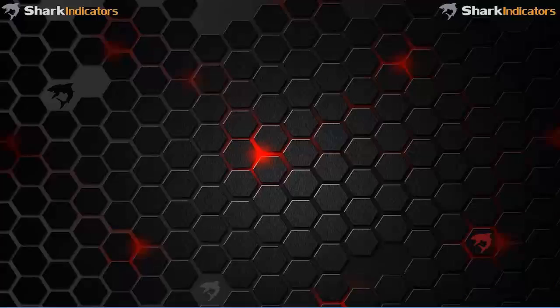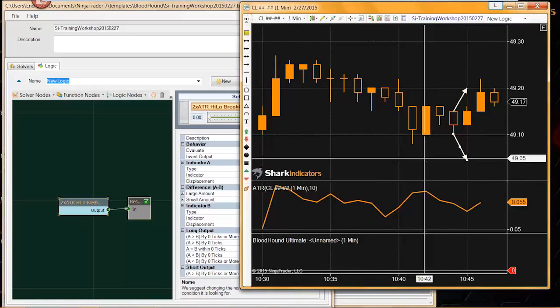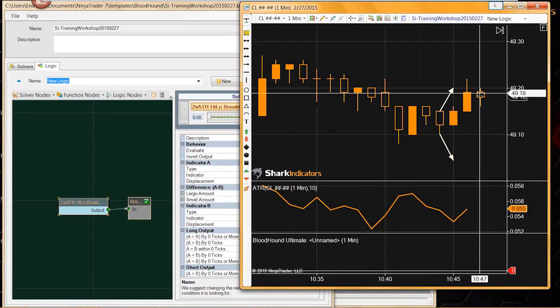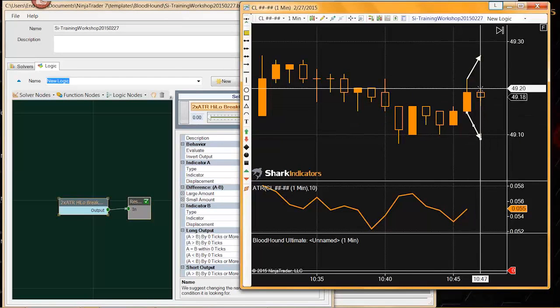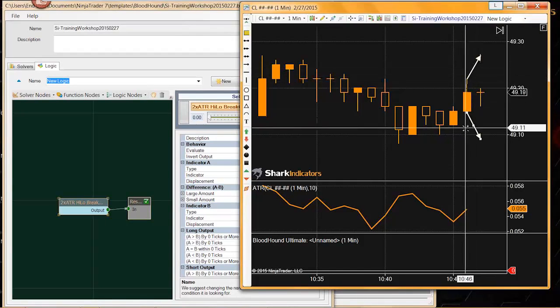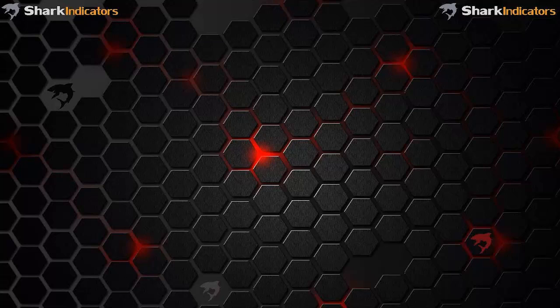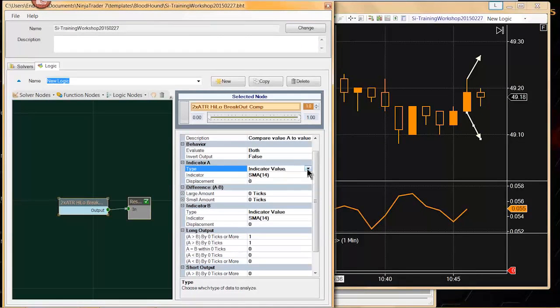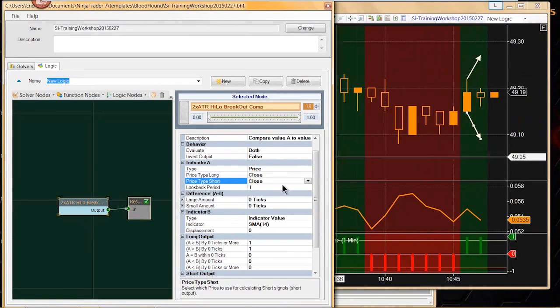So what we're going to be doing is comparing price to price. We're going to be comparing the closing price. We want to see if the closing price breaks the previous bar's high or low, plus or minus 2 ATRs. So we're going to be using price in both indicator A and indicator B. I'm going to take the type and change it to price. The first thing is we're checking to see if the closing price is going to break the previous bar's high and low. So I'm going to leave indicator A set to the closing price.